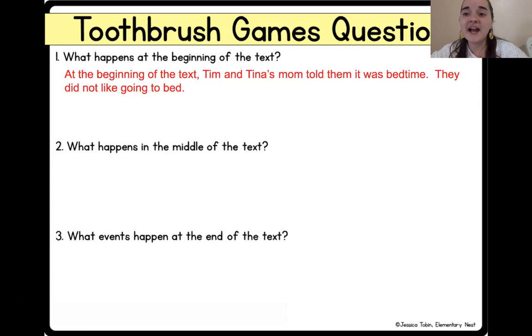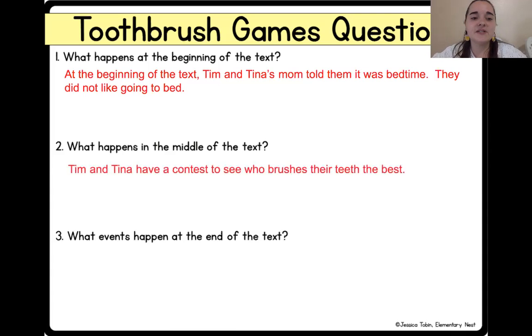Yes, they're playing a game. What kind of game? Good, they're playing a game with their teeth. They're trying to see who cleans their teeth the best. Very good. They call that a contest in this story. So I had that in here too. Tim and Tina have a contest to see who brushes their teeth the best.